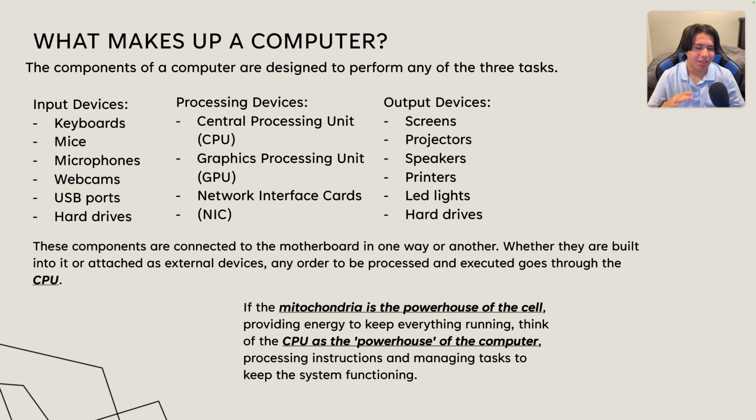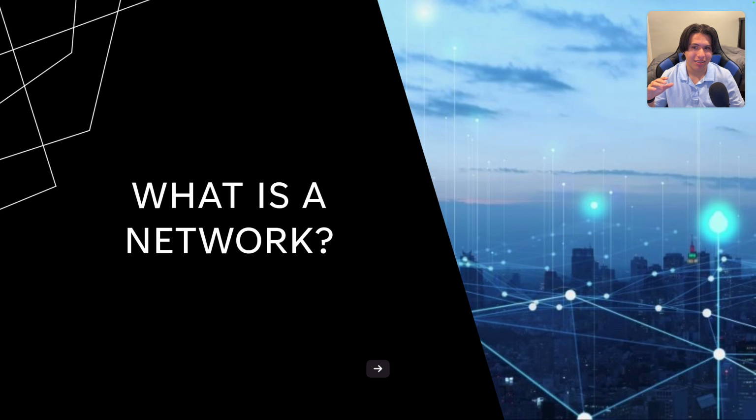So now, if there's anything school taught me, it is that the mitochondria is the powerhouse of the cell. And the same goes for the CPU. If the mitochondria is the powerhouse of the cell, providing energy to keep everything running, think of the CPU as the powerhouse of the computer, processing instructions and managing tasks to keep the system functioning.